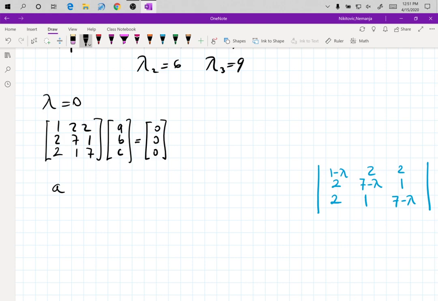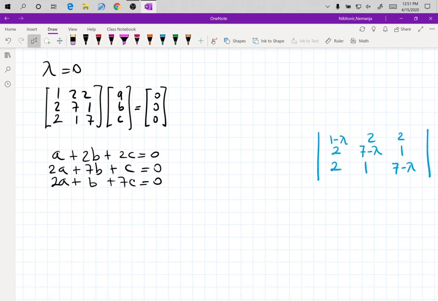We have a plus 2b plus 2c equals 0. 2a plus 7b plus c equals 0, and 2a plus b plus 7c equals 0. So that's our system now, and we have to eliminate any of these. So I'm going to multiply the top by -2 and add into equations 2 and 3 to kill the a's.